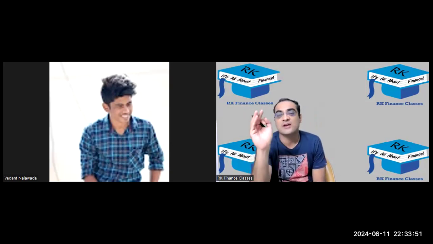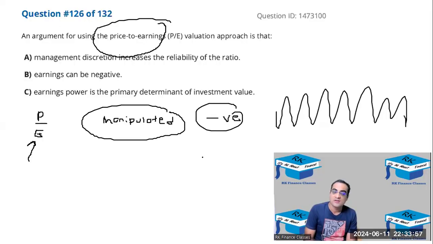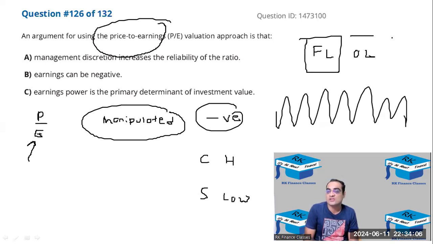the accountants try their best to manipulate the figure of profit. So the three main problems are: the figure of profit is highly manipulated. It could be negative when costs are higher and sales are lower. And it is highly volatile because of financial leverage and operating leverage, that is, fixed interest cost and fixed rent. Fixed interest cost, fixed rent, fixed salary will make the earnings very volatile.